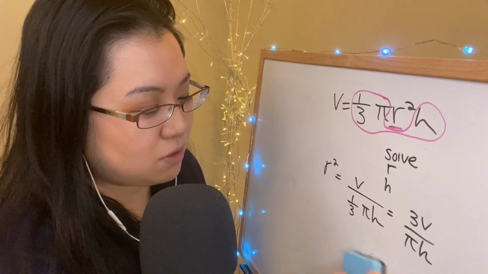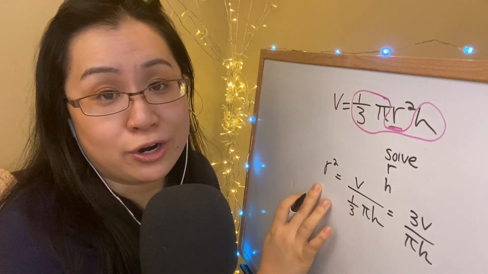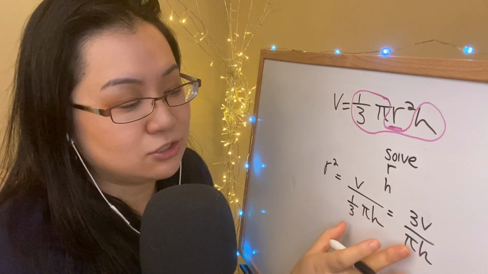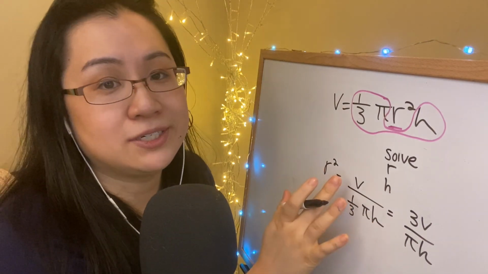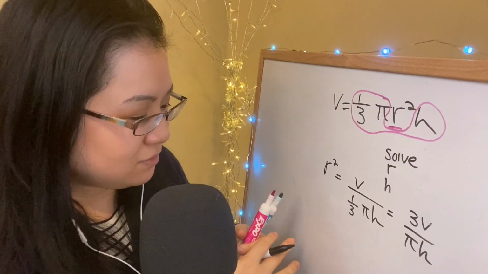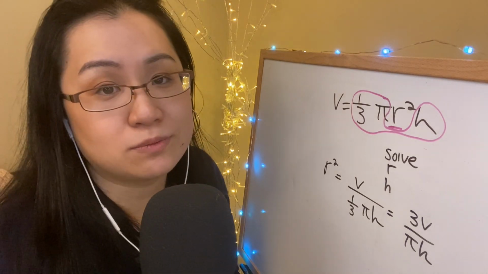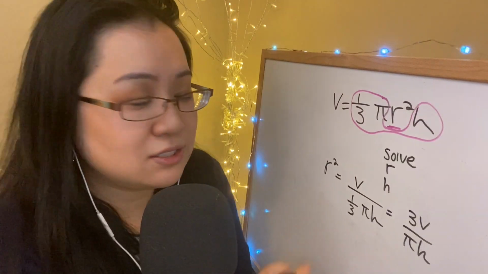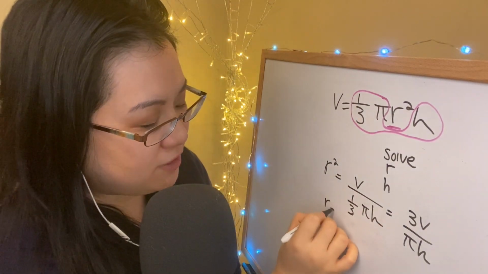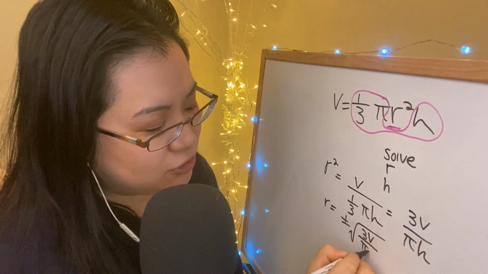Okay, so are we done? Almost, but not quite. So we have an r, which is true, but our goal is to solve for r directly in terms of the others. Well, I have r squared in terms of the others, but we need to actually have r equals. So to undo that squared, we need to take the square root on both sides. Because it's r squared, I need to do the plus or minus square root. So I actually have r equals plus or minus square root of 3v over pi h.